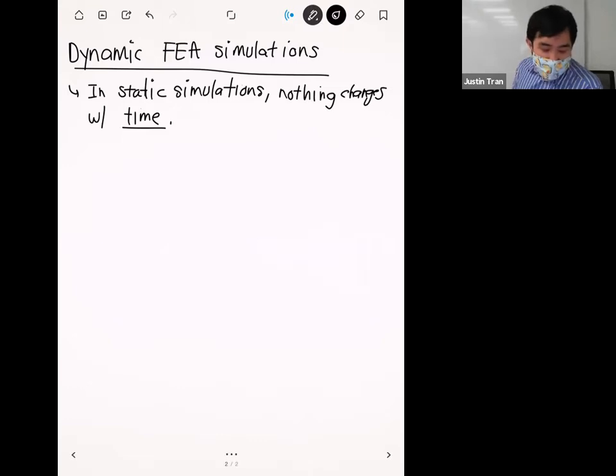With static analysis, there's already so much work that you can do. Just that by itself is already a great amount of tools in your toolbox that you can take to so many applications. But with that said, there are a lot of problems that actually do change with time.